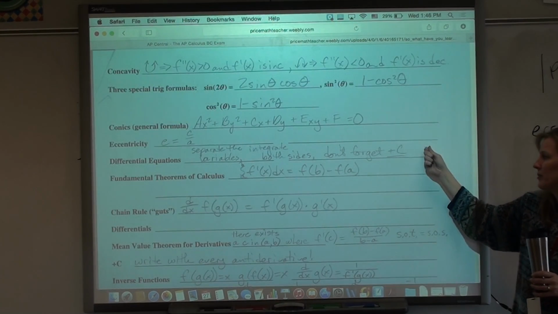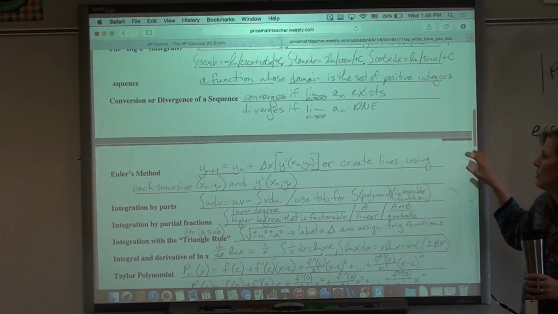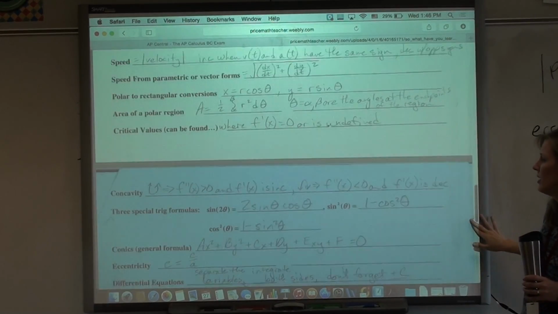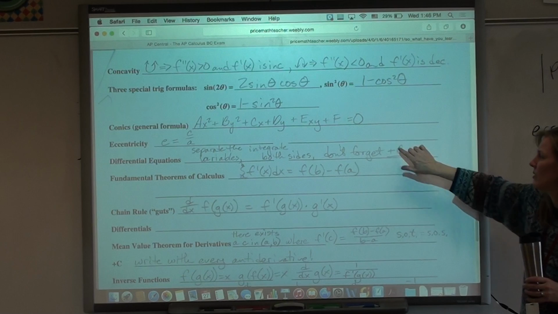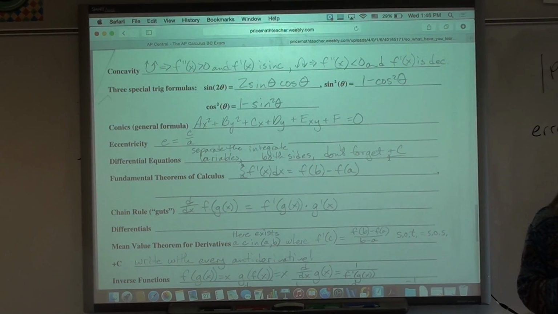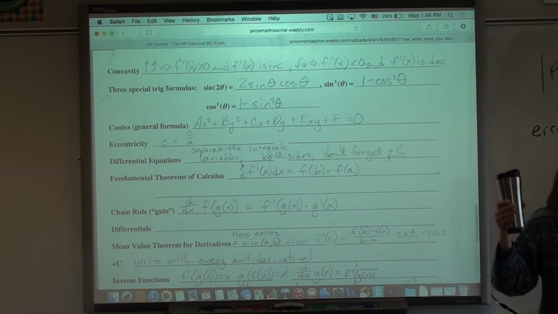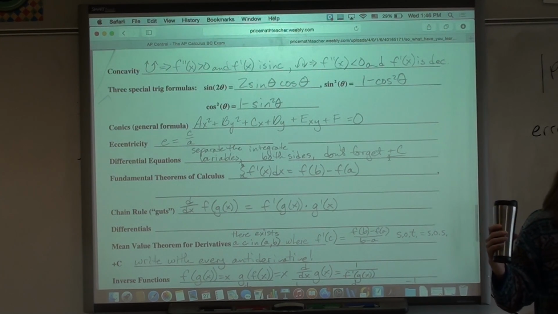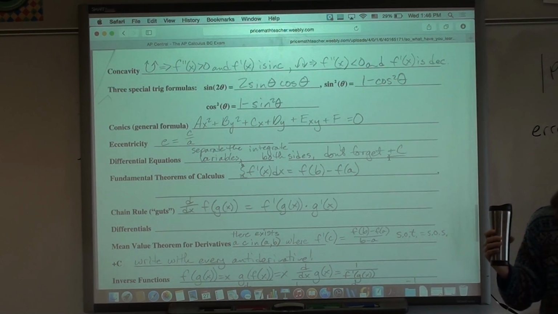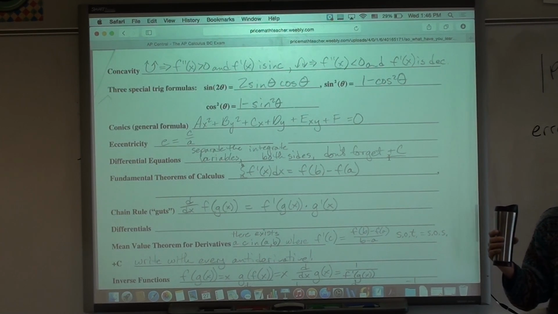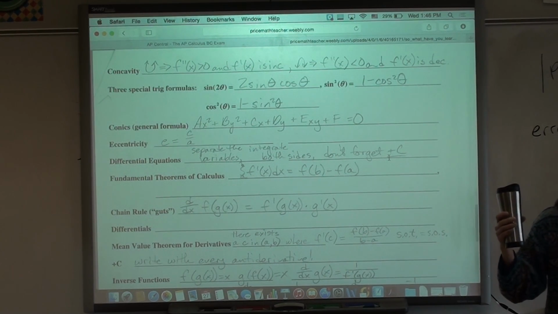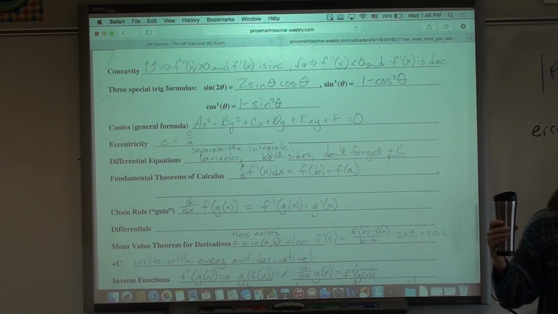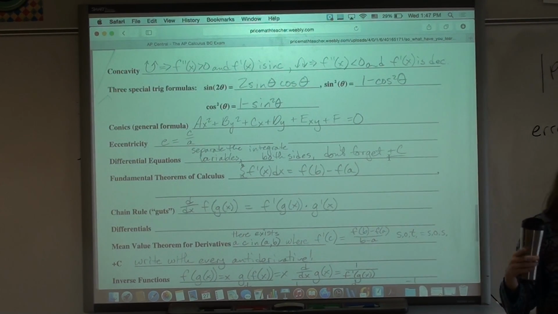Differential equations. Please just make sure that you know that differential equations are worth a lot of points. Make sure you know that when you separate the variables and integrate each side, you have to write a plus c on that line, and if you don't, they stop grading right there. So separate the variables, integrate both sides, write a plus c, then plug in your given point, solve for c, solve for y, and make sure your answer is a function.